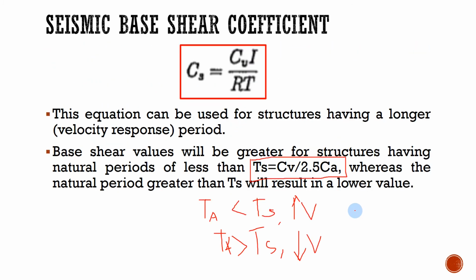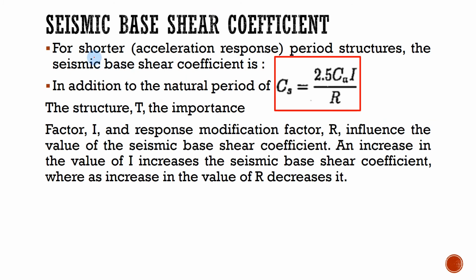Okay, so if this is for longer period or velocity response, we also have those for shorter period or acceleration response structures. So the seismic base shear coefficient is given by this formula. This will be our second formula for CS: 2.5 CA times I over R. I think kabalo na kamo sa CA, I, and R. Okay? So makuha na ito siya anytime.